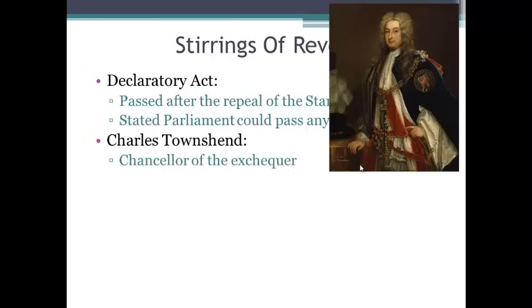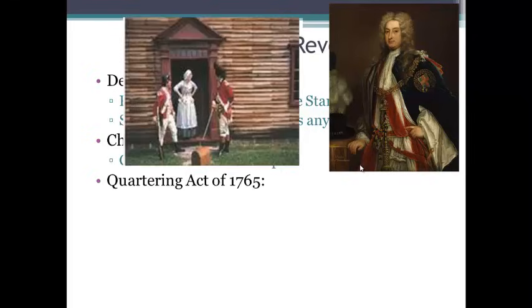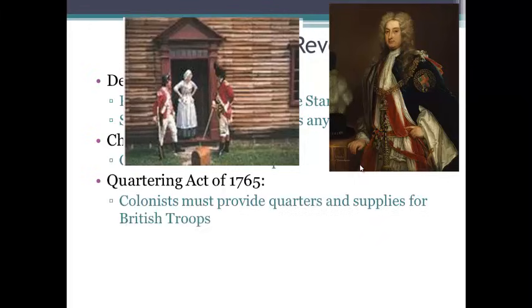Charles Townsend, who is essentially the British Secretary of Treasury, comes up with new ideas to raise revenue. In 1765, we have the Quartering Act, which stated that the colonists must provide quarters and supplies for British troops. In other words, room and board. British troops could come knock on your door and say, hey, I need a place to stay tonight. This place looks great. I expect a bed, a dinner, and breakfast.